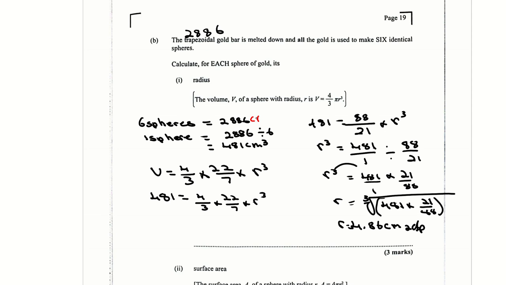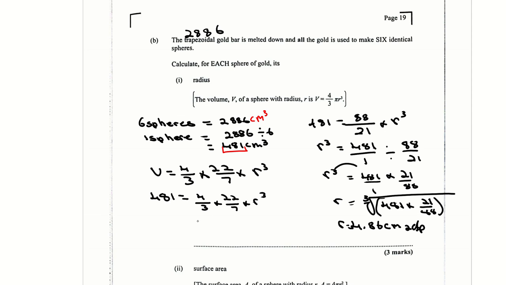But how much are they asking you for? They're asking you for each, which is 1. So 1 would be 2,886 divided by 6. So 1 would be 481 centimeters cubed. They're asking you to find the radius.